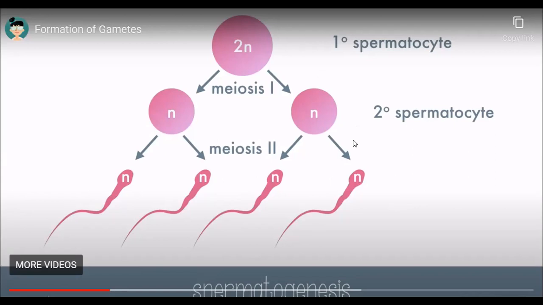Do you have any questions about the difference between meiosis one and meiosis two? What happens during meiosis one and meiosis two? No. Okay. So, during meiosis one, this assortment happened.